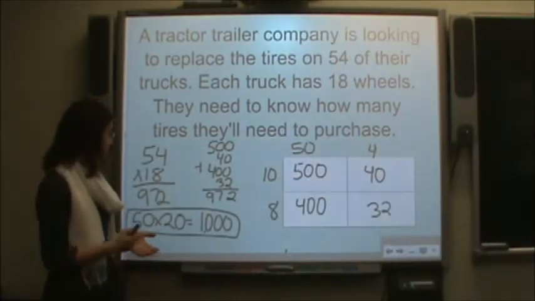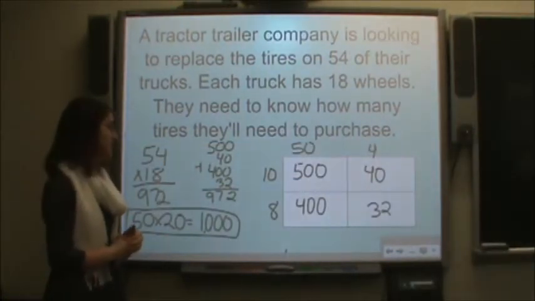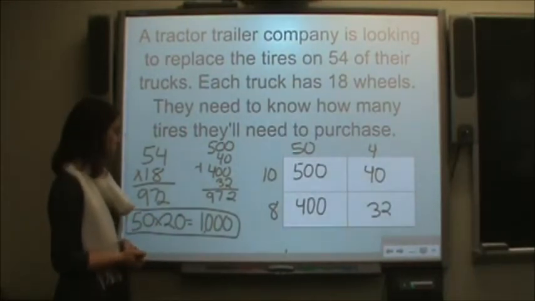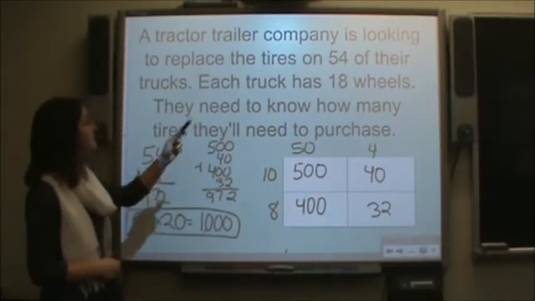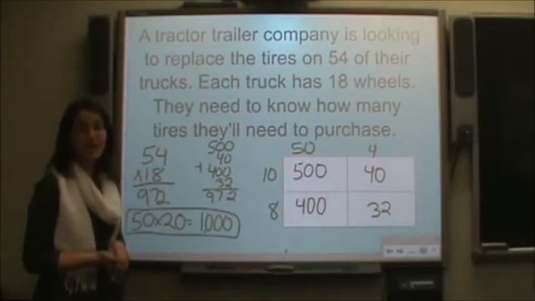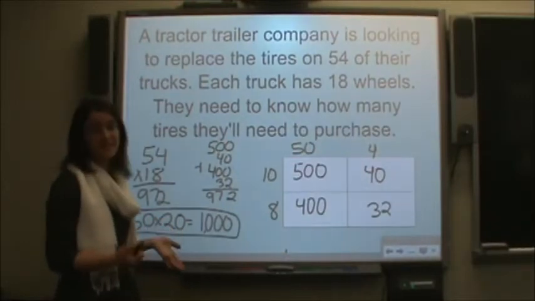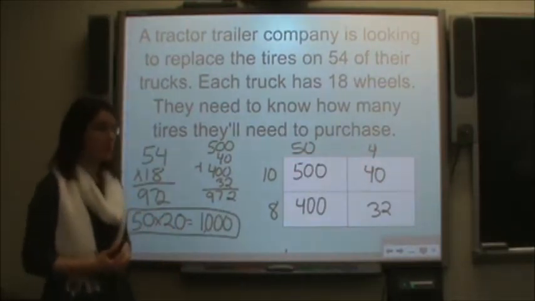You're going to need 972 tires. Now I found that, and it's close to my ballpark estimate, so I'm fairly certain it's correct. And I found that because I know that I'm going to have to do 54 times 18, because that's going to tell me I need 54 sets of 18 tires to be able to replace them all.